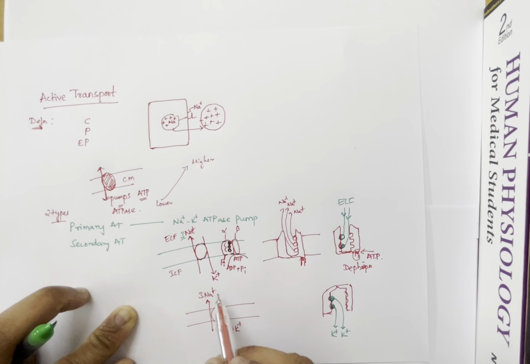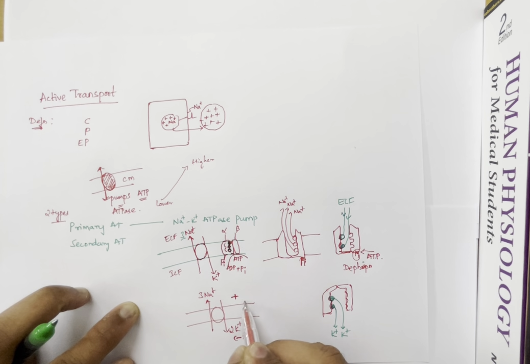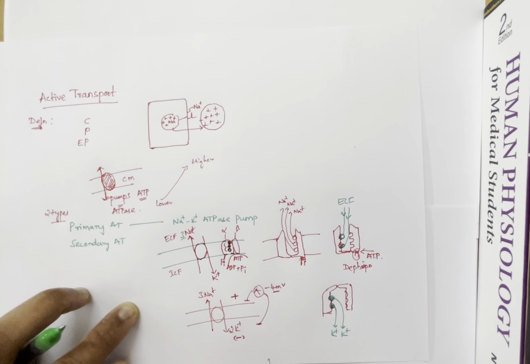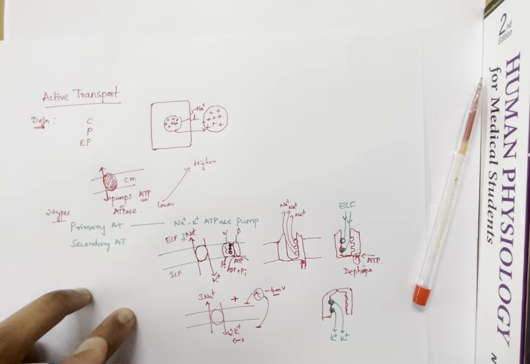One excess positive is taken out. One excess positive will become outside. One negative will be created inside because of pumping more positive outside. Outside becomes positive, inside becomes negative. So this will create a potential difference across the cell membrane. So around minus 4 millivolt potential difference is created across the cell membrane by the activity of sodium potassium ATPase pump. So that is why this pump is also called electrogenic pump.